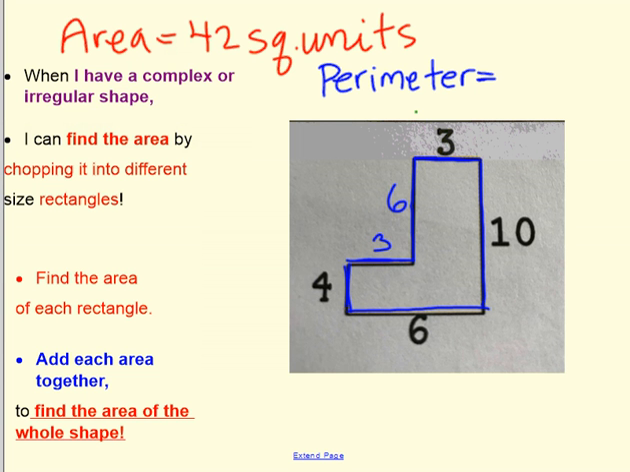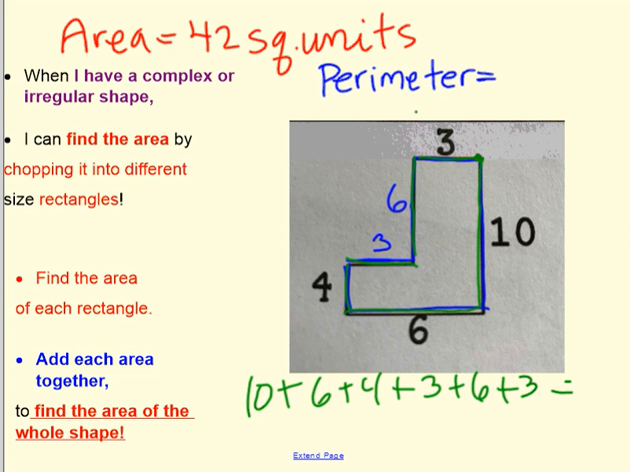And perimeter is the measurement of the outside of the shape, which is a totally different measurement than area, which is inside. So I have to put a dot so they know where they started and they don't repeat a side. So that's 10 plus 6 plus 4 plus 3 plus 6, and then plus 3 more, and they're right back to the dot where they started.